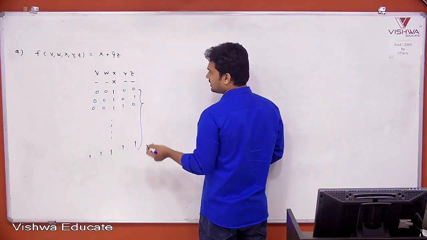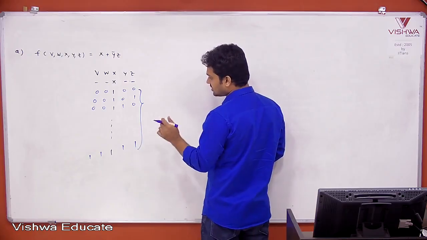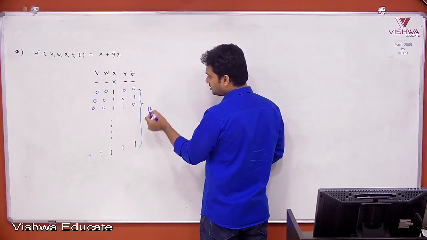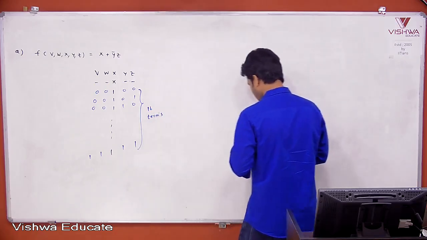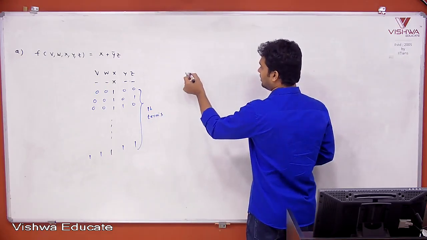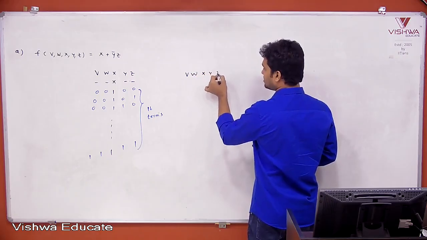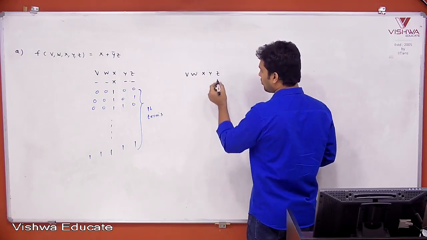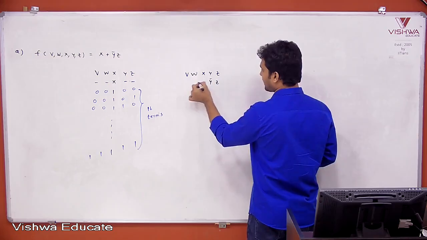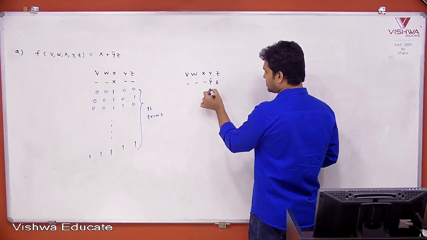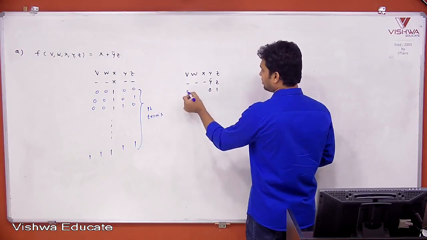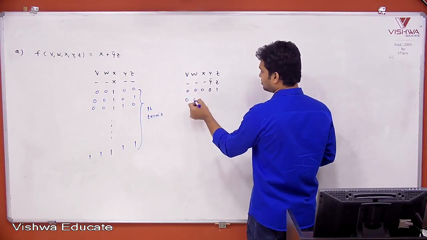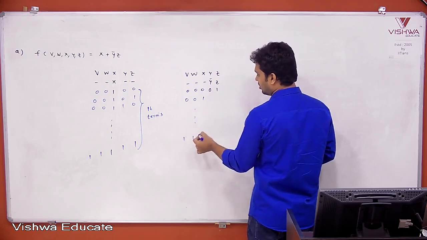How many terms is he asking? He is not asking for the expression. He is asking for the number of terms. How many terms here? 16 terms. Okay. Next. V, W, X, Y, Z. Y bar Z. Y must be 0, Z must be 1. The remaining can be all zeros to all ones.